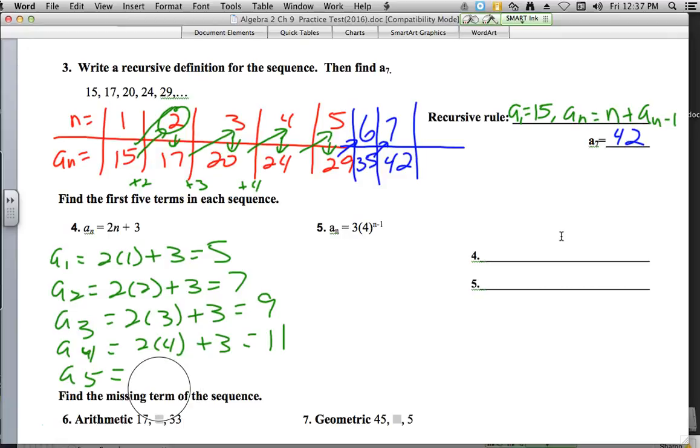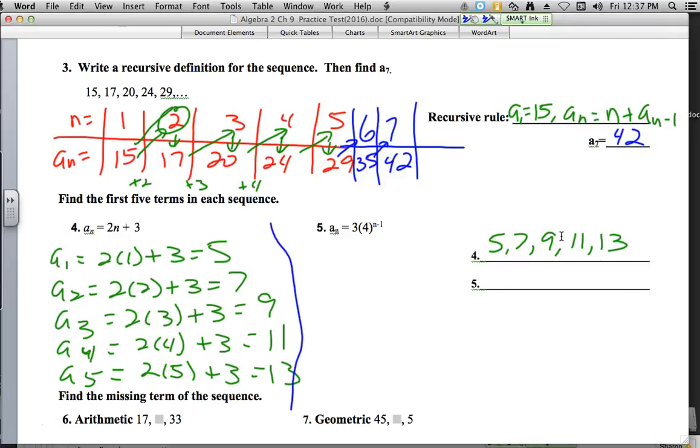But this is a test, and on a test, we do want to show all of the work, but it would just be a good way to check when you go through that. So over here on my answer line, I'm going to put 5, 7, 9, 11, and 13. And that's because that's how we write sequences, with that comma information. But notice I did use the correct notation when I was trying to figure out what those terms were.